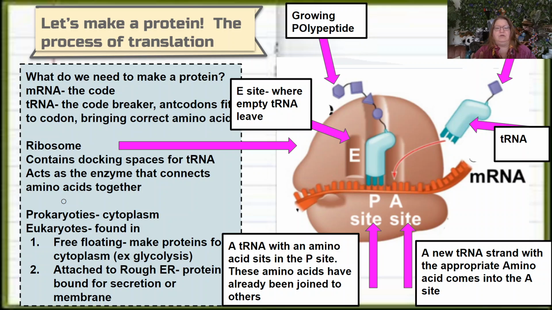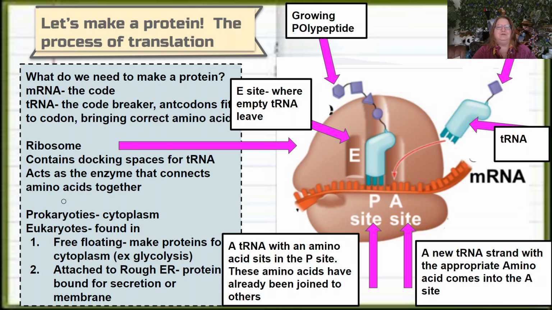In prokaryotes, this is happening in our cytoplasm. And so remember, transcription and translation can be happening at the same time. So as a gene is getting transcribed, there could be ribosomes on that growing mRNA strand already translating it. So prokaryotes don't mess around.